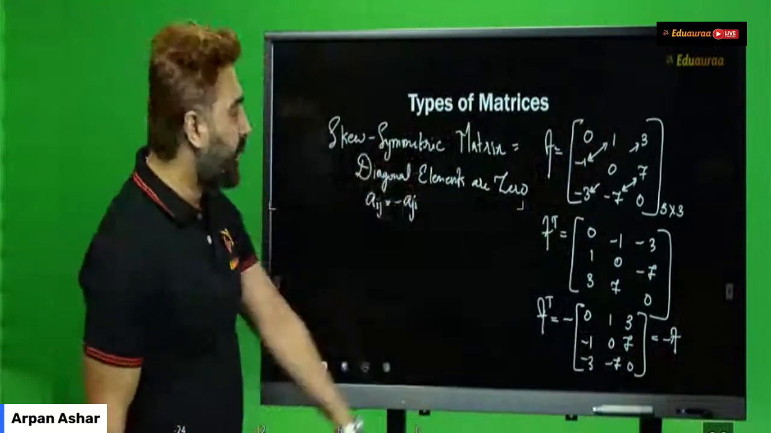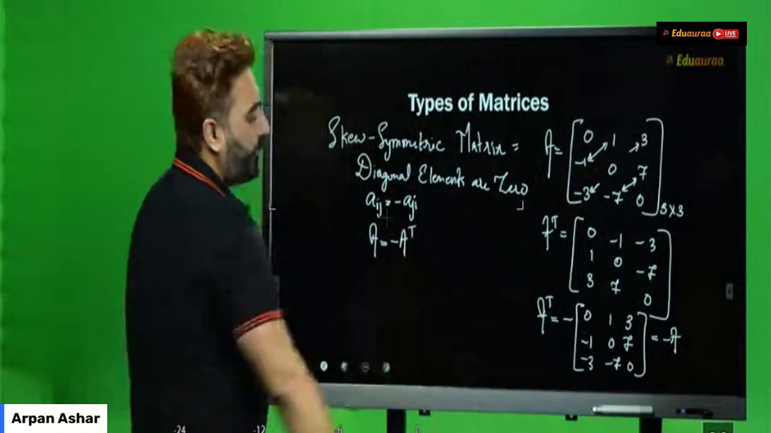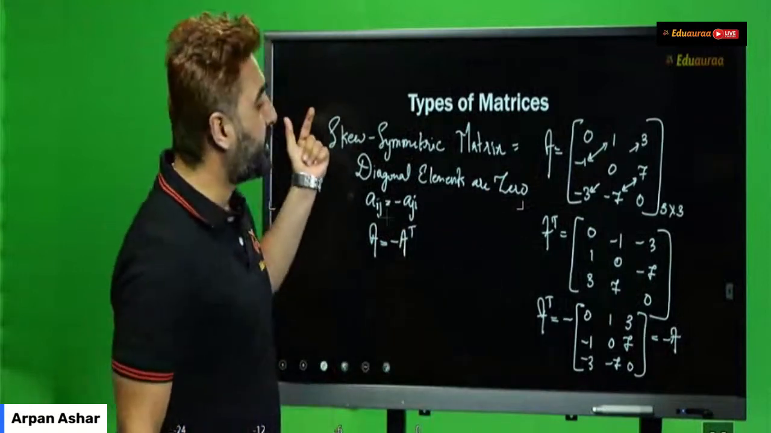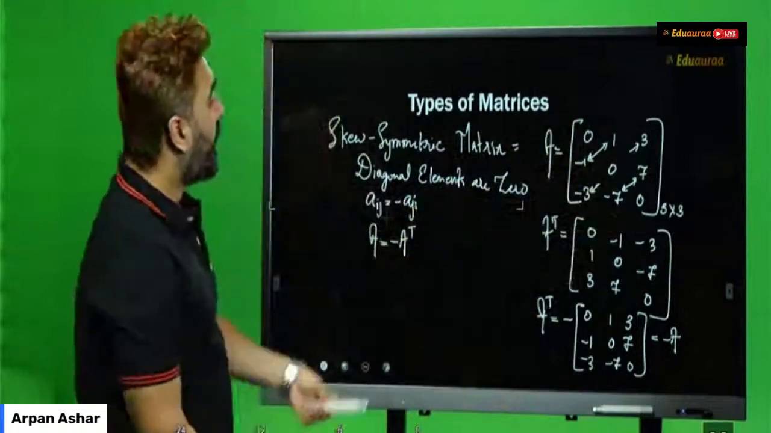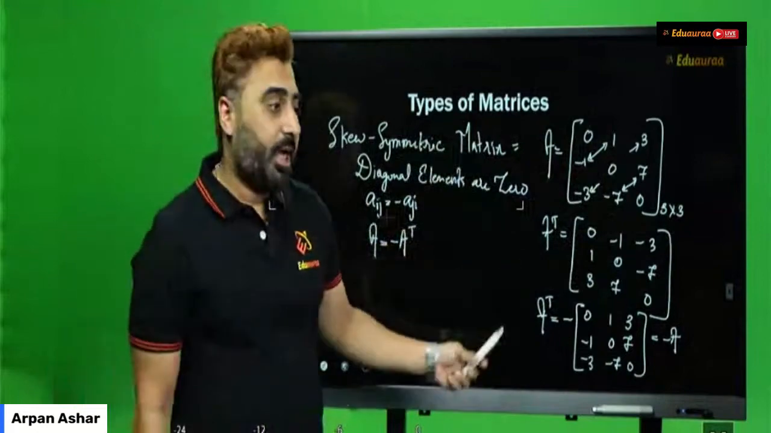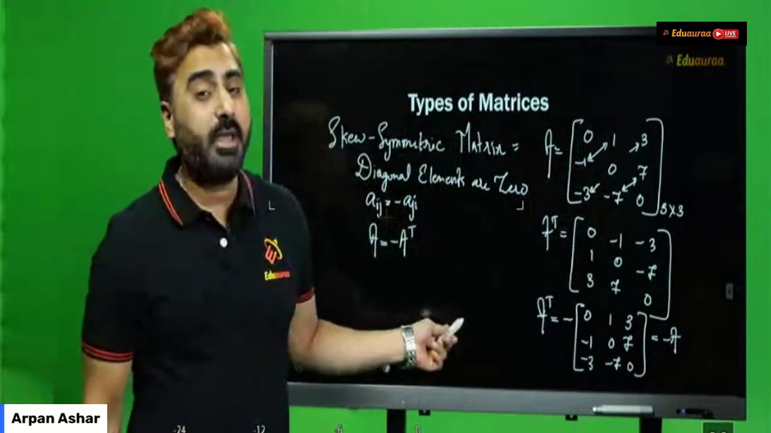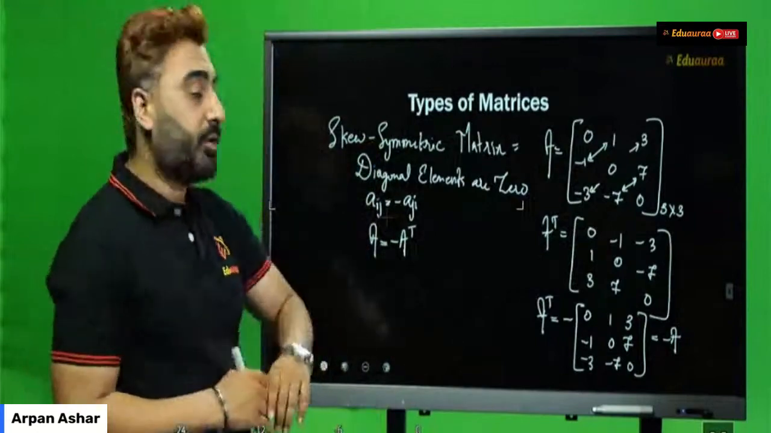So the third condition here is A is equal to minus of AT. That means we can say what is a skew symmetric matrix? It is a square matrix whose diagonal elements are 0, Aij is equal to minus Aji, and A is equal to minus of AT. So this is about your skew symmetric matrix.